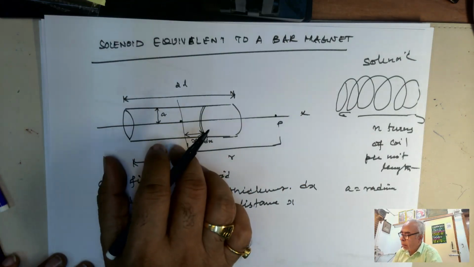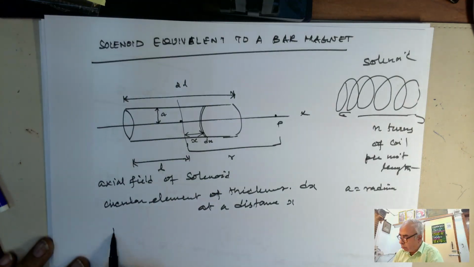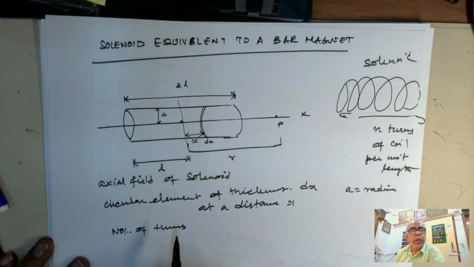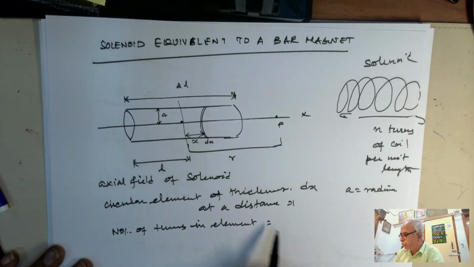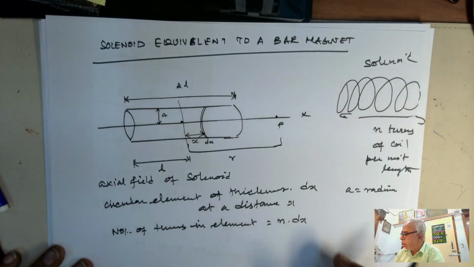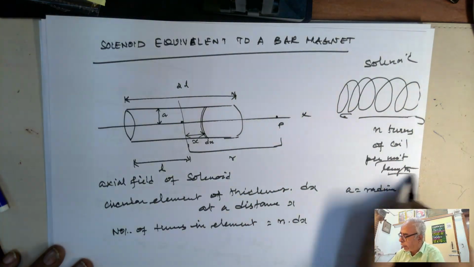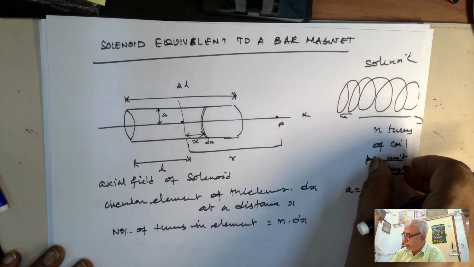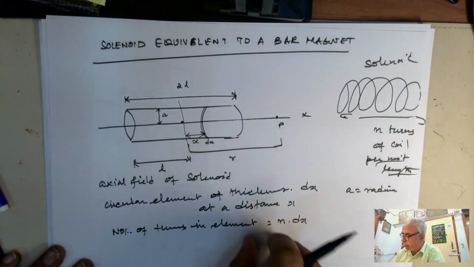Now let us assume there are n turns. Therefore, the number of turns in the element is equal to n into dx, because n is the number of turns of coil per unit length. If it has a thickness dx, then the number of turns in dx is n into dx.